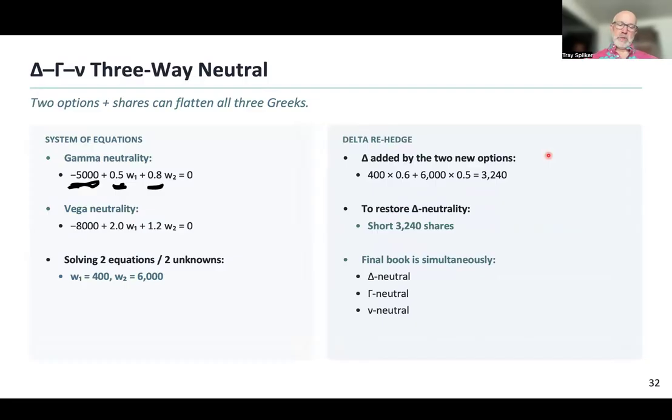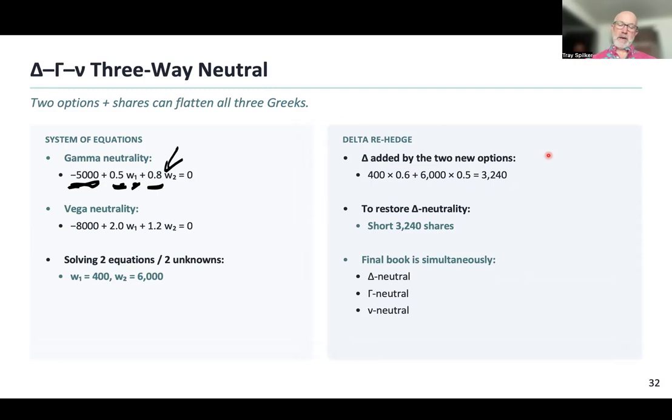Now we set up that first equation. In terms of the weight in option one, we know that it has a gamma of 0.5, and whatever weight we have in that will be the number of options. Then option number two has a gamma of 0.8, and so we'll have to determine how many options of that one to buy as well. And we set it all equal to 0 because we want to be gamma neutral.